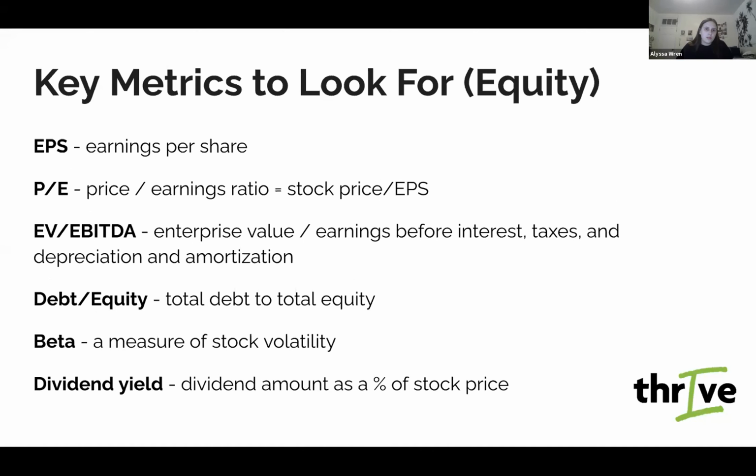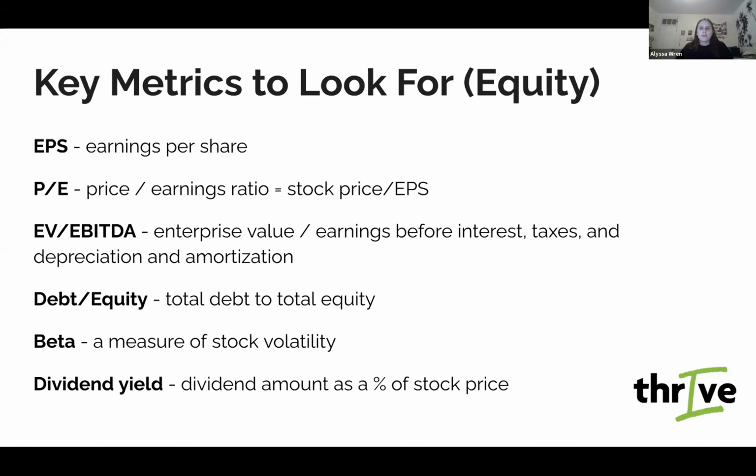All right, so here are some key metrics that you can look for when you're analyzing an equity. The first is EPS, or earnings per share, which is pretty self-descriptive. You take the company's earnings and divide it by the number of shares outstanding. This metric is really important as a gauge of performance.